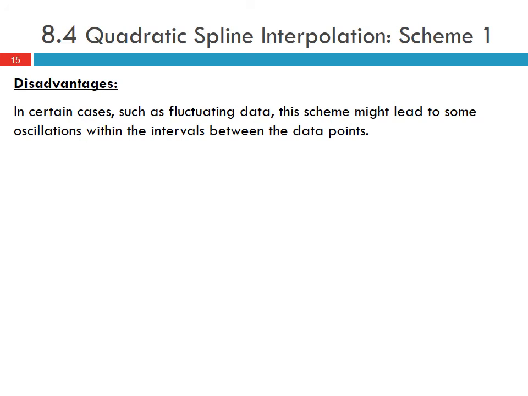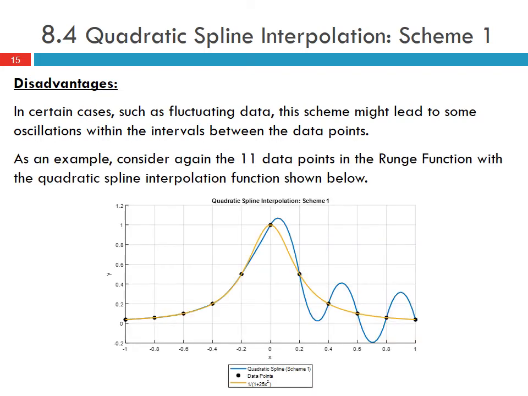Now there are disadvantages to this scheme of the quadratic spline interpolation. In certain cases, such as fluctuating data, this scheme might lead to some oscillations within the intervals between the data points. So for an example, those first 4 data points were taken from the Runge function, we can extend this to the 11 data points that we've considered in previous examples, and you can see the resulting interpolation shown here. So the yellow line is the original function and the blue line is the interpolating function with our quadratic splines using scheme 1.